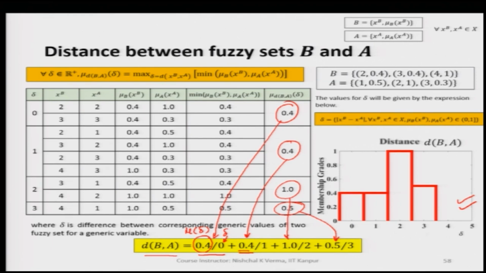So, this way we can manage to get all the entries, all the values of delta and its corresponding membership values. And these two values, delta and mu of delta, will help us in constructing the fuzzy set, the discrete fuzzy set here in this case, because we have taken discrete fuzzy sets only, and so the distance between two discrete fuzzy sets is of course obviously going to return us a discrete fuzzy set as the distance between the two discrete fuzzy sets.